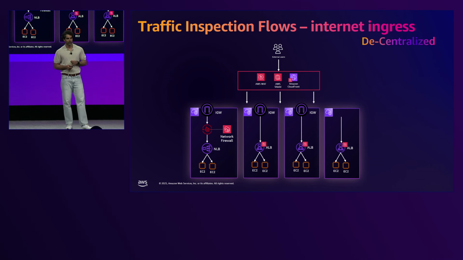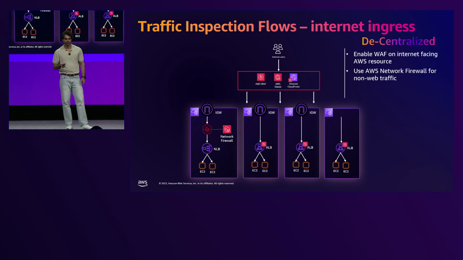And let's talk about the decentralized mode. Now, this is where you have web-facing applications where hosts or clients on the internet need to access them. In the decentralized model, you will deploy your application in different VPCs, and then you will just enable protection on the resources, like WAF gets enabled on your application load balancers. And if you have non-HTTP traffic, then you would deploy a network firewall in your VPC. And now every VPC which has this requirement, there will be a network firewall in there.